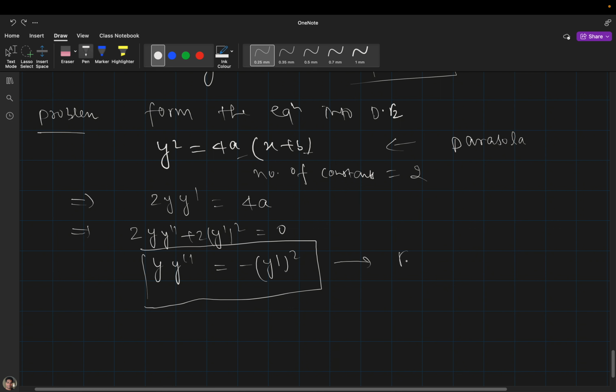Why is it called a family of parabola? Because after solving this differential equation, you will get this. And you can see that a and b are actually arbitrary constants, which means that if you change the value of a and b, you will get different parabola. That's why it is called what? Family of parabola. Fine?